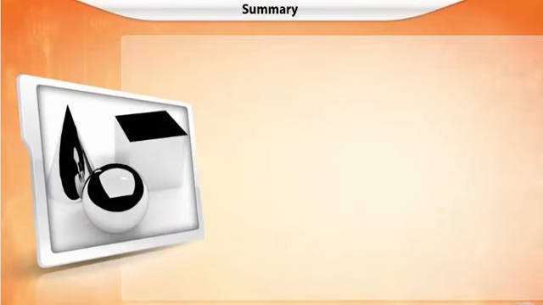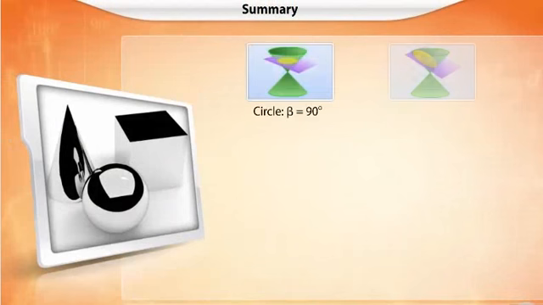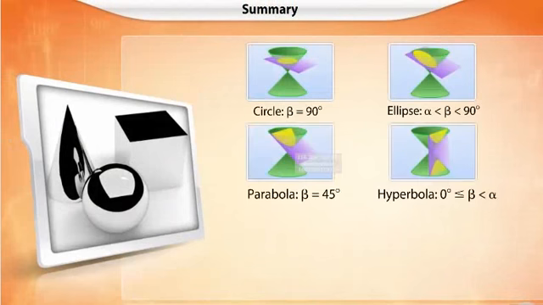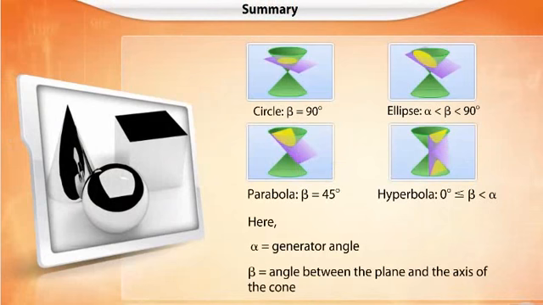Let us now summarize what we have learned in this module. We have seen that when a plane intersects a double-napped cone, 4 types of conic sections are formed. Further, we have seen the conditions in which each of these sections is formed.